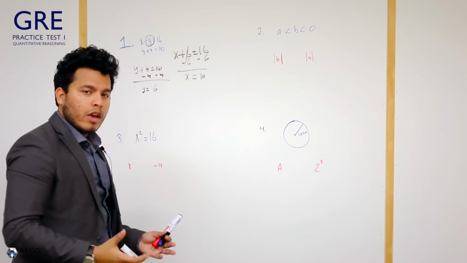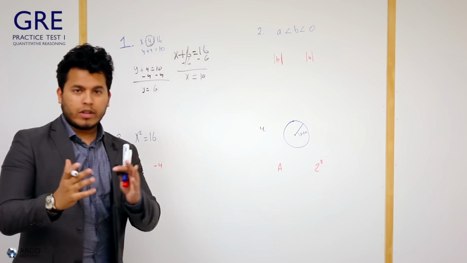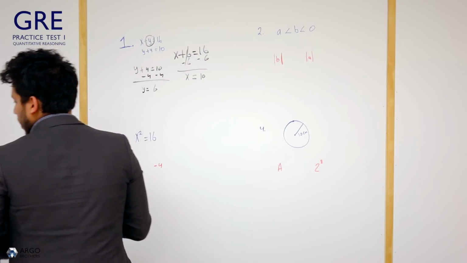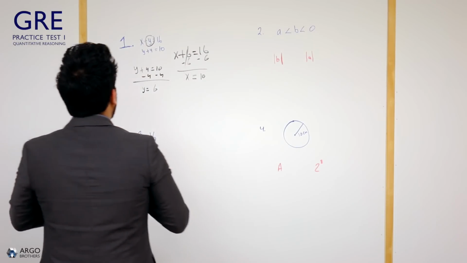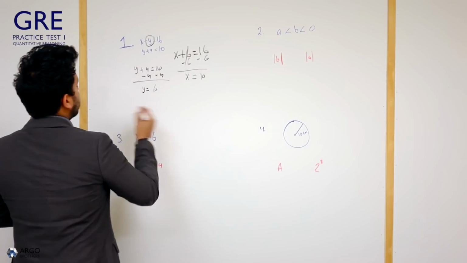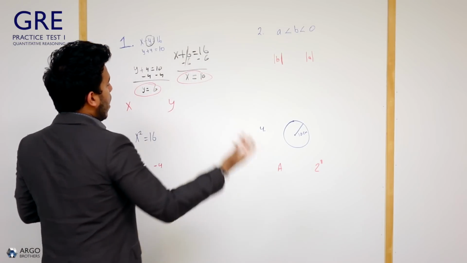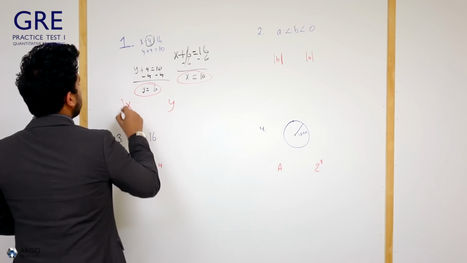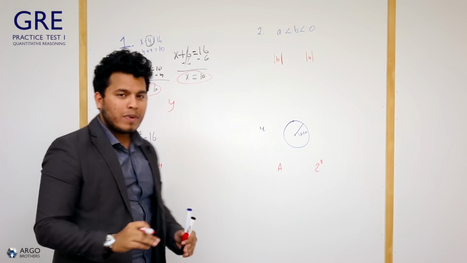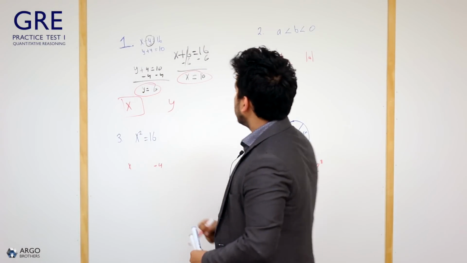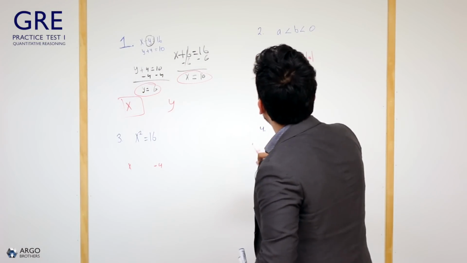Now you're not done, okay? What is column A asking you? Look at column A and look at column B. Column A is x, and column B is y. So what is greater? Y is 6, x is 10. Obviously, x is greater, so the answer choice would be A, that column A is in fact greater than column B. Let's take a look at question number 2.